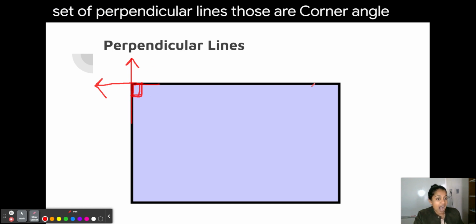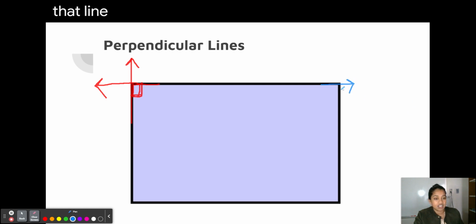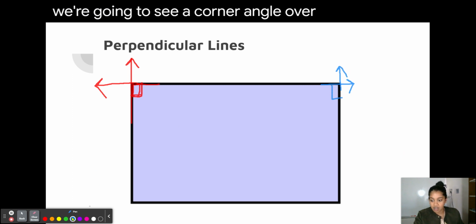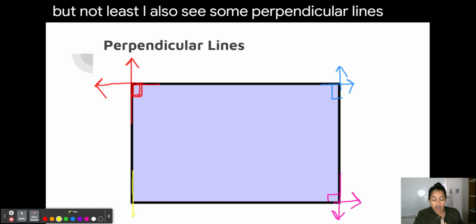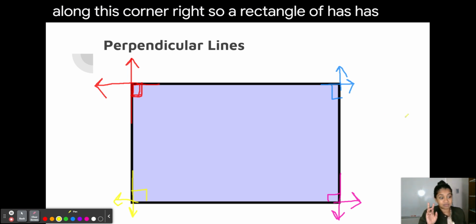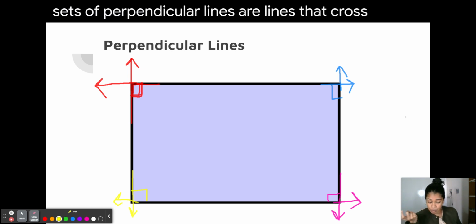Those are corner angles. I can see some also over here in this corner. If I extend that line, or that line segment, we're going to see a corner angle over there. We're also going to see a corner angle over in this corner. We see perpendicular lines over there. And last but not least, I also see some perpendicular lines along this corner. So a rectangle has 4 sets of perpendicular lines, or lines that cross at different points.